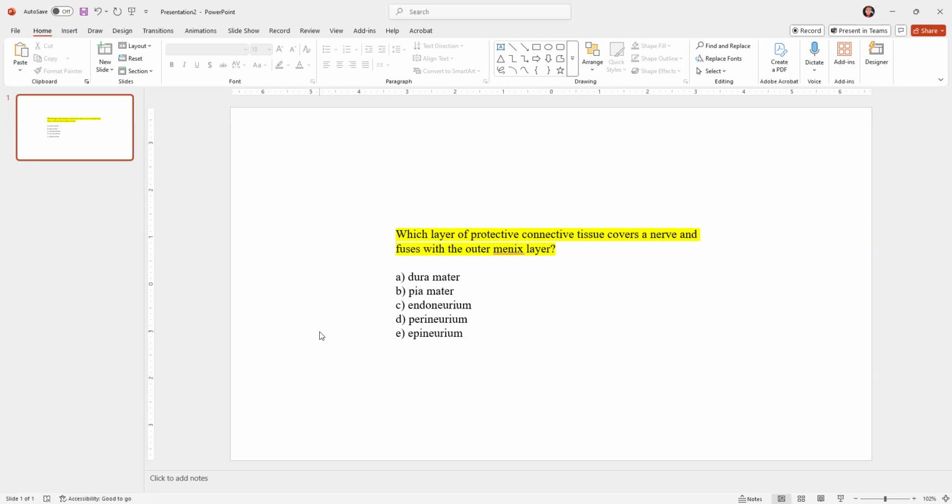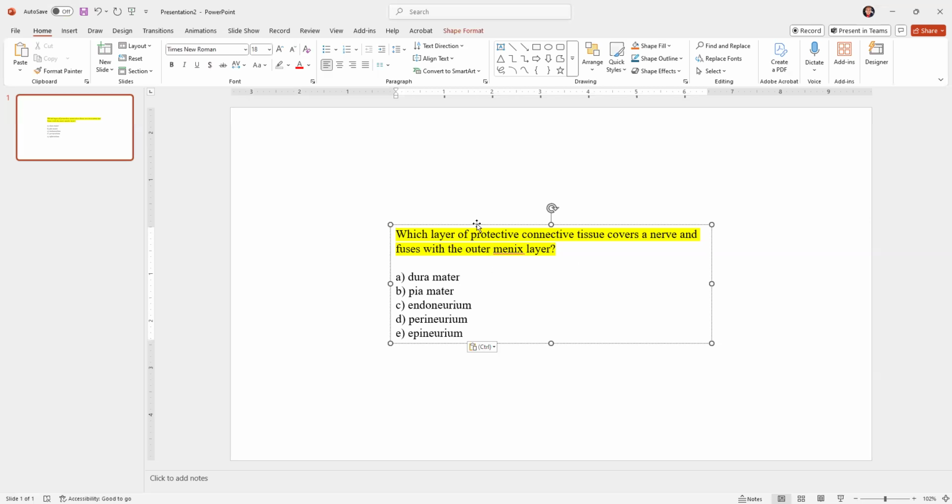If it's the outer meninx layer, it would have to be the epineurium. Yes, epineurium. Very good.